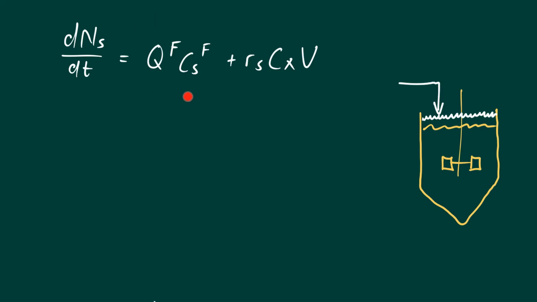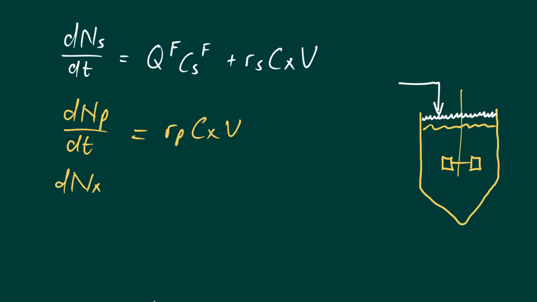In the next section, we'll see that we actually can take stuff out of the fermenter as well. Then we have a continuous system. And of course, we have the reaction term that we had before. We can just quickly add, because in this system there will be substrate, biomass, and product, the additional two equations. The dNp/dt will just be equal to Rp times Cx times V, similar for dNx/dt, that will be equal to Rx times Cx times V.